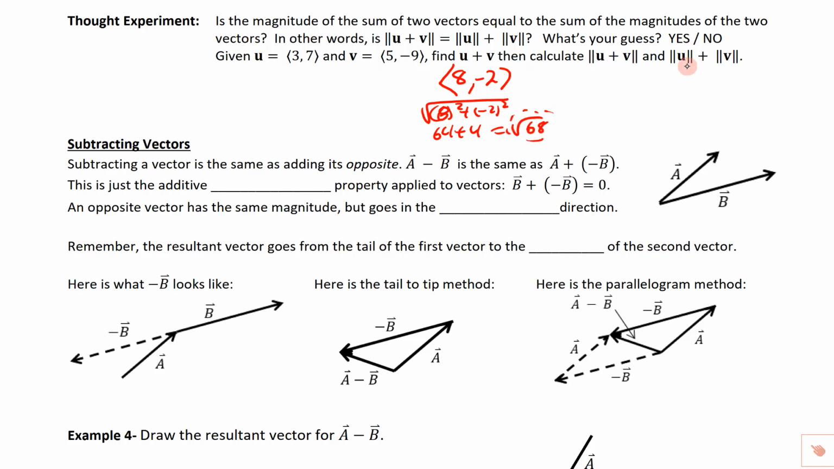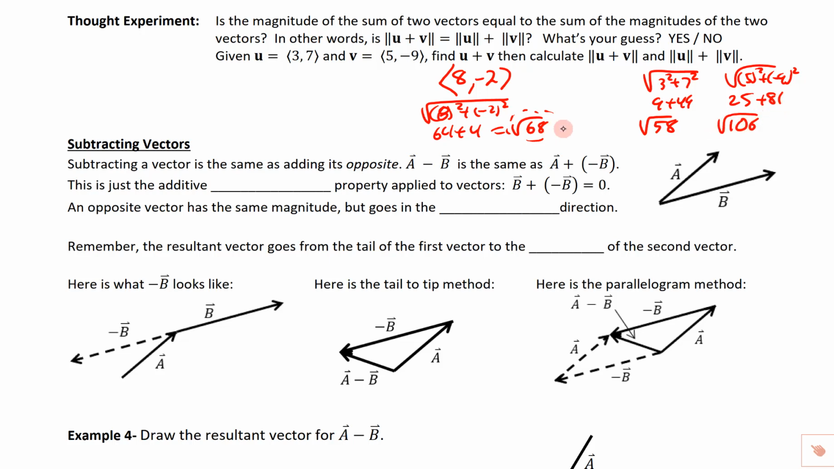And then let's see, the magnitude of u. So we're going to do the square root of 3 squared plus 7 squared. So that's going to be 9 plus 49. So that's going to be the square root of 58. And then this one's going to be the square root of 5 squared plus negative 9 squared. So that's going to be 25 plus 81. I think I got that right. So add those together, we end up with square root of 106.